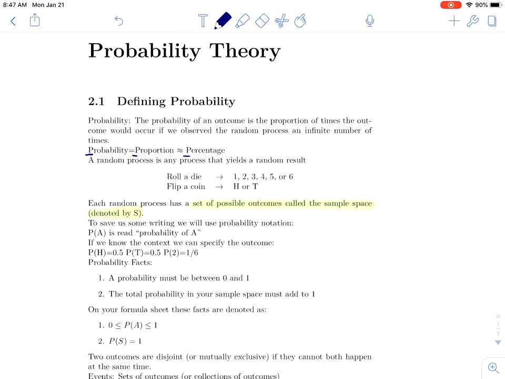So you'll see on your formula sheet, I've got it broken up into chapter 2. In here, we use probability notation. Probability notation is something like P of A.